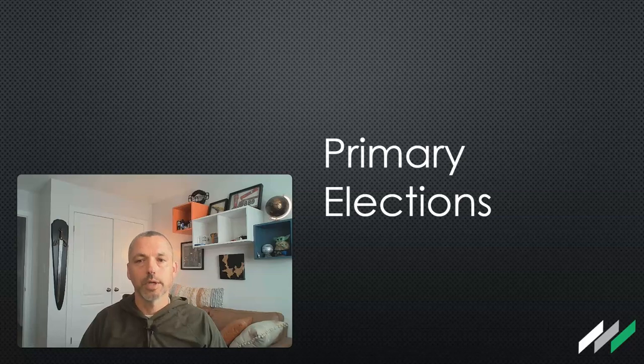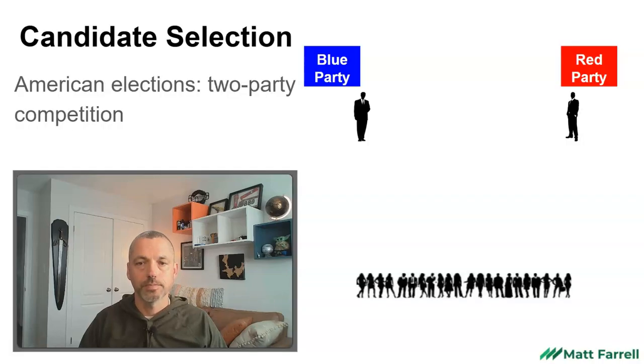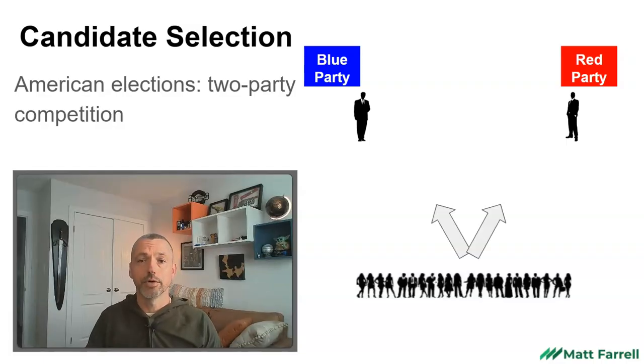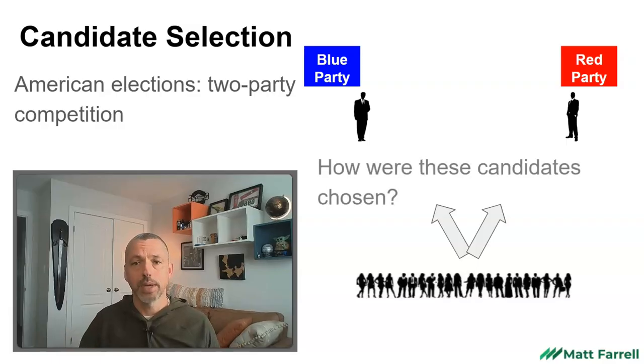In this video, we're going to look at primary elections in America. The American political system is a two-party dominant system. While there are independent candidates and minor parties, it is dominated by two parties, the Republican Party and the Democratic Party. At election time, voters often end up with a choice between those two options. But how do those candidates get there? That's what we're going to investigate.